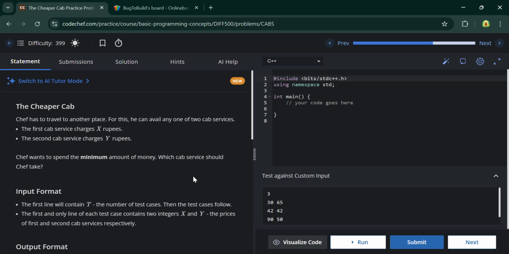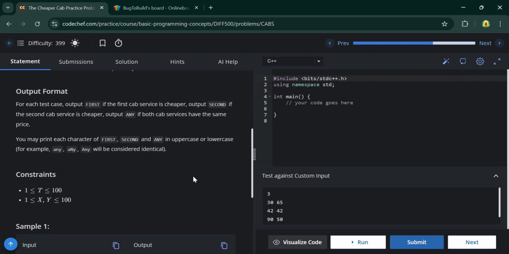Hello viewers, let's continue our CodeChef series, and now we have to solve one more question, which is the Cheaper Cab. The chef has traveled to another place, and for this he can avail two cab services. The first cab service charges X rupees and the second cab service charges Y rupees. So the chef wants to spend the minimum amount of money. Which cab service would the chef take?